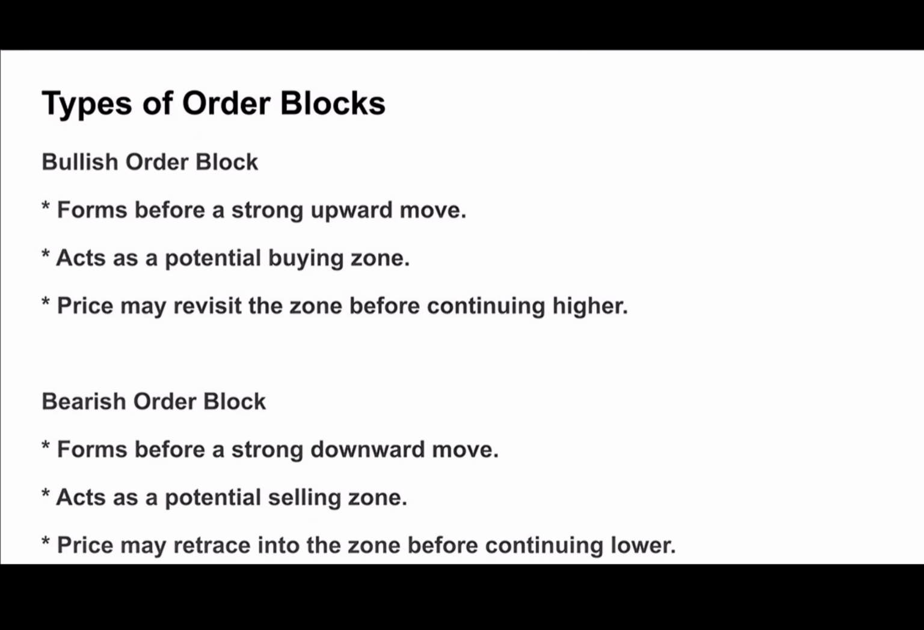Now, the first one is the bullish order block. This forms before a strong upward move and acts as a potential buy zone. Price may revisit this zone continuously before going higher. Okay, a bearish order block is just the opposite of what we have in the bullish order block.